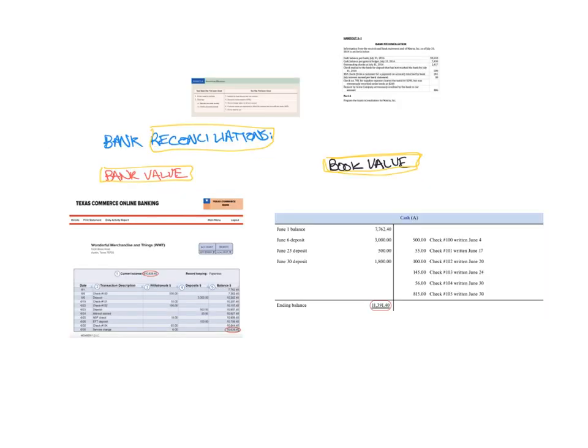To illustrate this process, I've got here banking records from Texas Commerce Online Banking for the entity that we're going to be looking at, and I have cash records that are coming from the book. What you can see is that the ending balance on 6/30 on the bank and the ending balance on 6/30 on the book are different. So what the reconciliation is going to try to do is to identify why there are differences between these records.